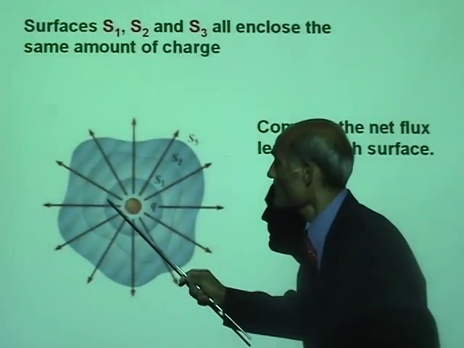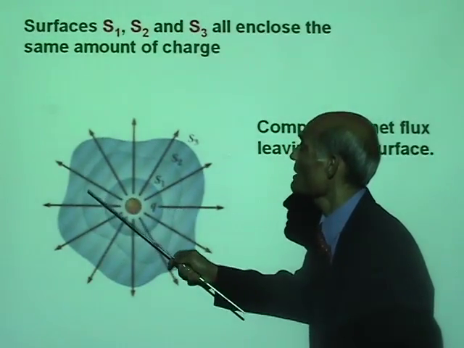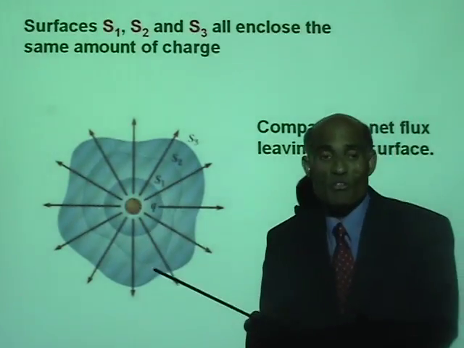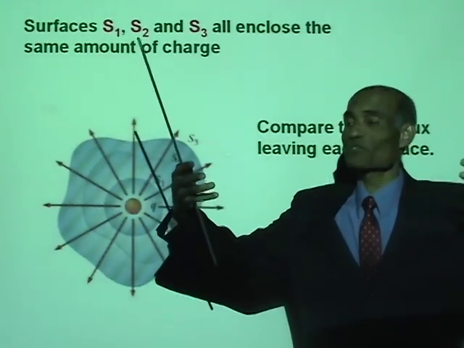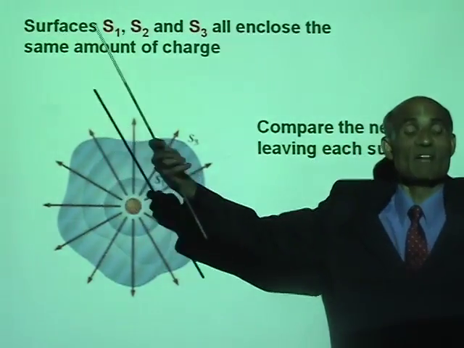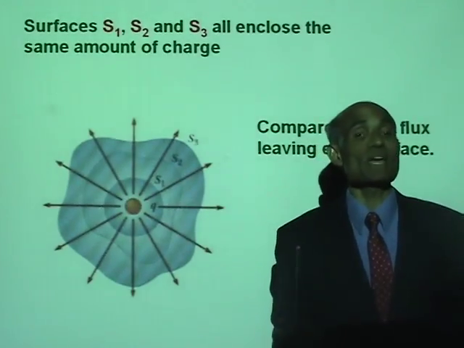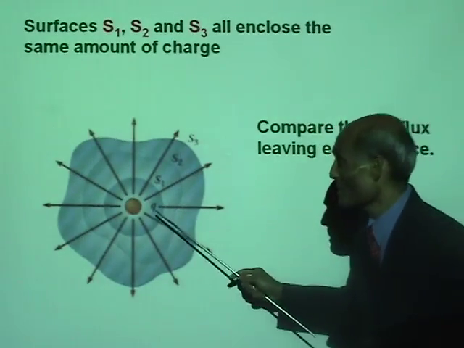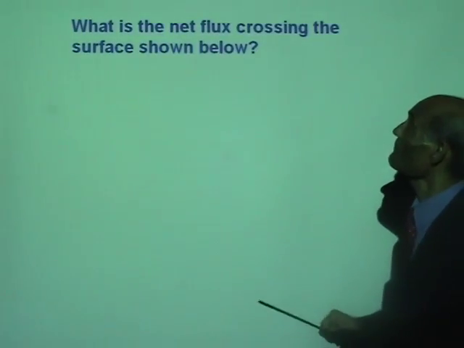Is there any difference between the net flux leaving the surface S1 and leaving the surface S2? If you notice, all the field lines leaving the surface S1 will also leave the surface S2, and will also leave the surface S3. You see that? The net flux leaving any of these surfaces is the same, namely 4 pi k q inside, because each of these surfaces has the same charge q inside.